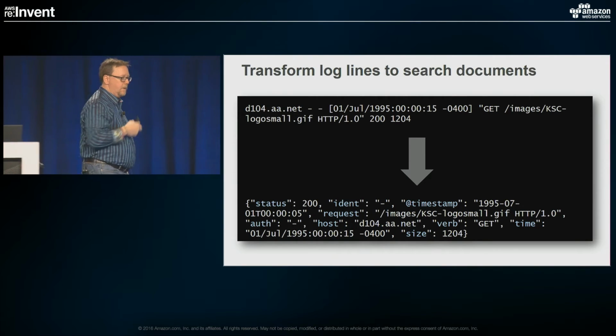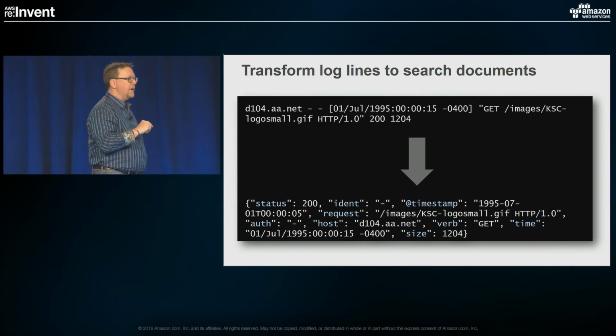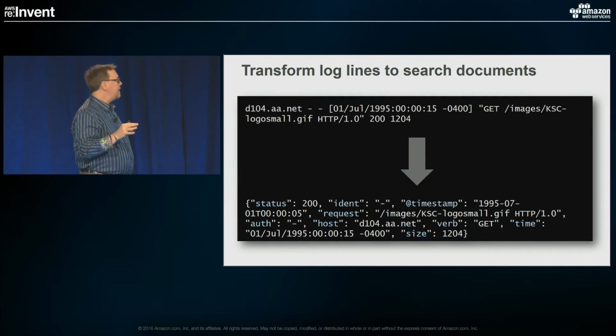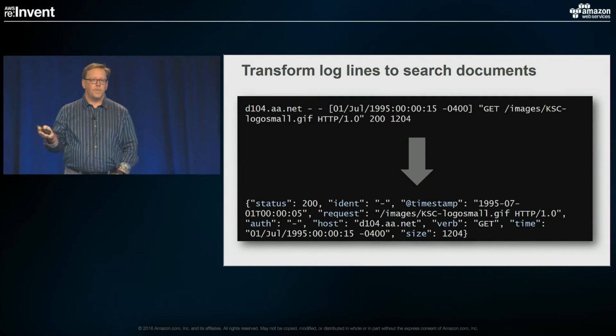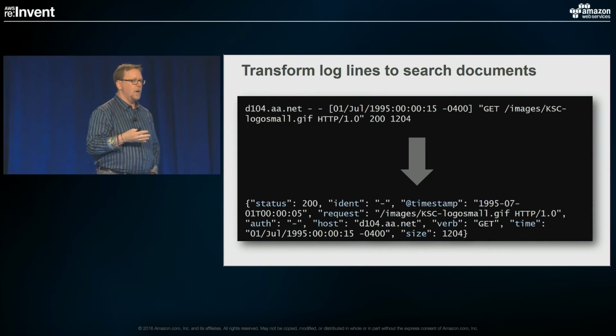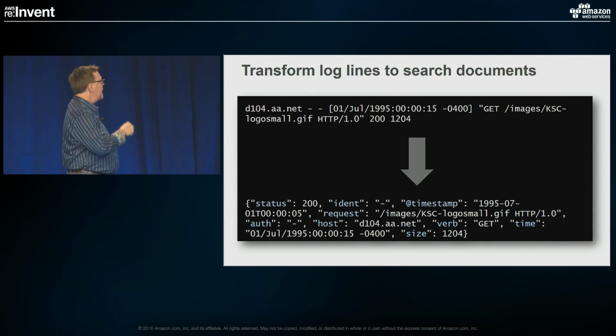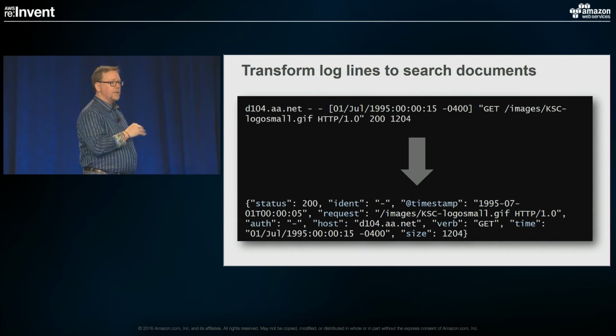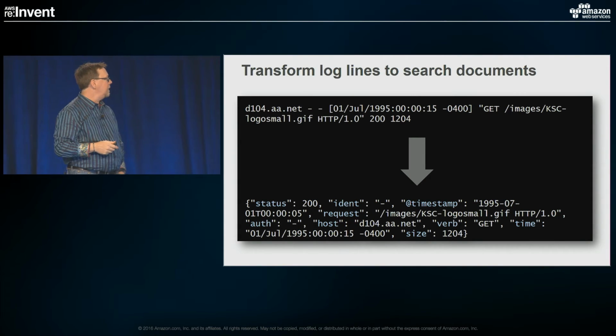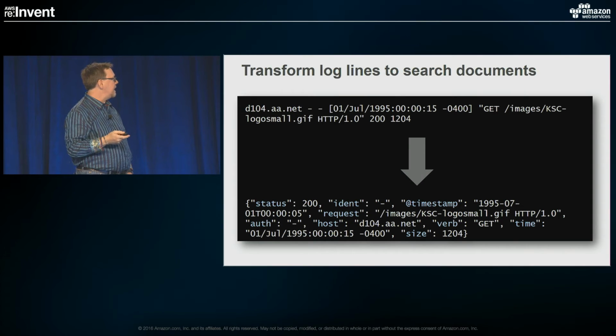So let's have another quick look at the data, just so we can understand what we are going to be visualizing. At the top there, I have a line of the original Apache log file. And then on the bottom is an Elasticsearch document. This is the format the data has to go into Elasticsearch. You can see we have fields there like status, ident, timestamp, request, auth, host, verb, etc.